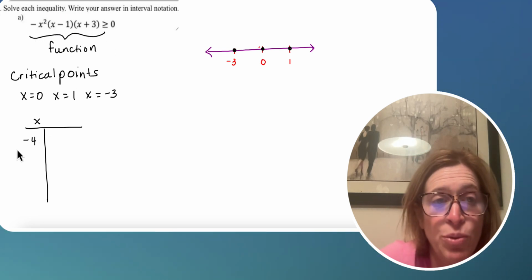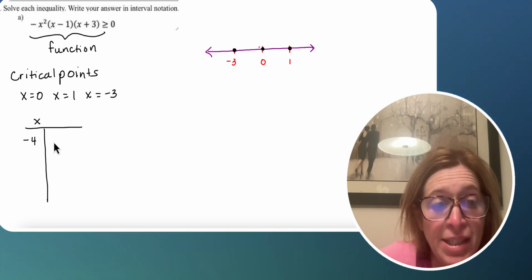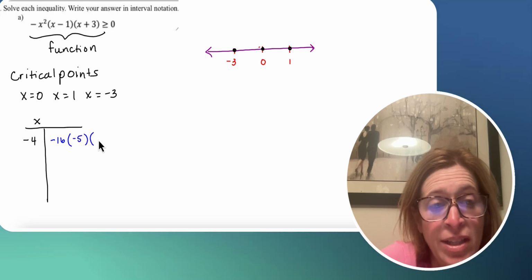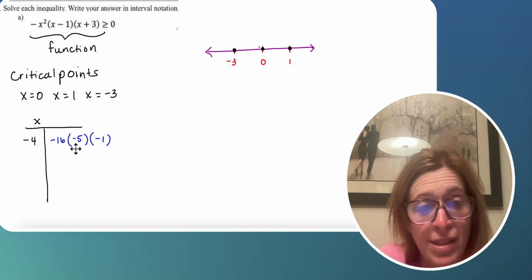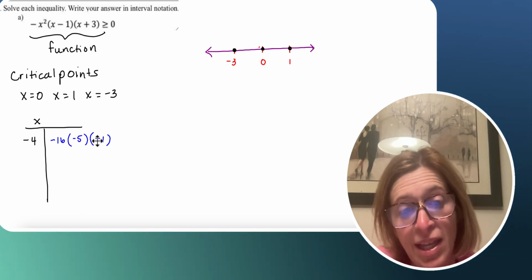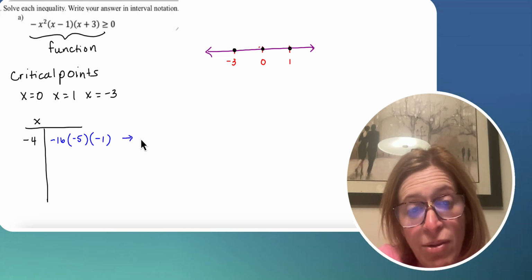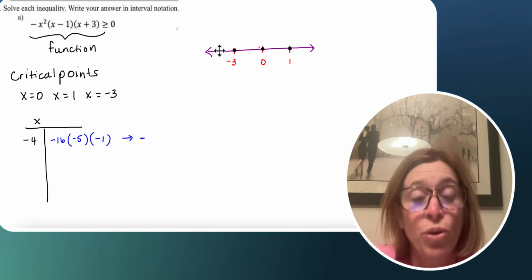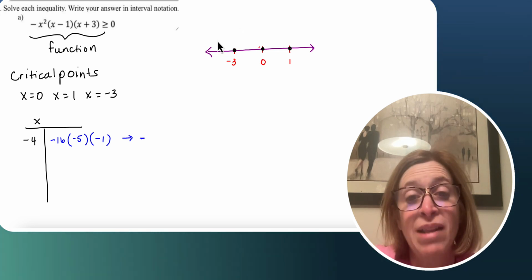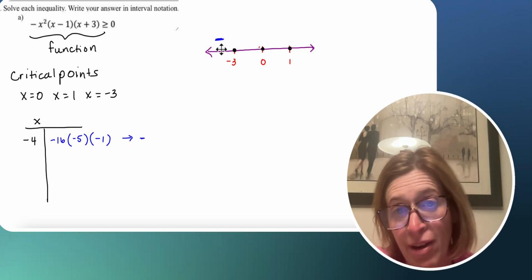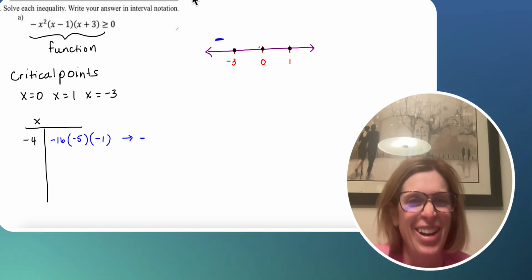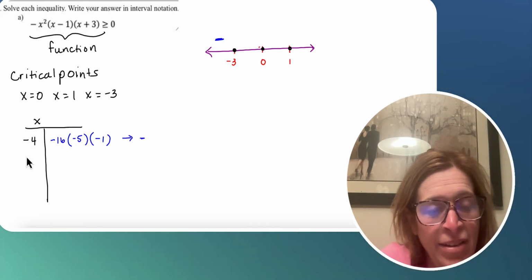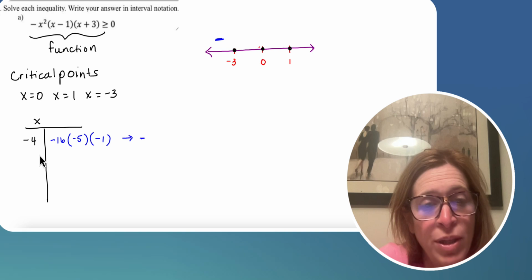All right, so here's what I mean. Negative 4. If I plug in negative 4, I'm going to square it. I'm going to get a positive. So I'm going to have negative 16 times negative 5 times negative 1. So I have a negative times a negative, which is a positive. A positive times a negative is a negative. So my answer works out to be a negative value. We're looking for greater than 0, so it is not true. So I'm going to put a minus sign there, meaning it's negative. It doesn't work.